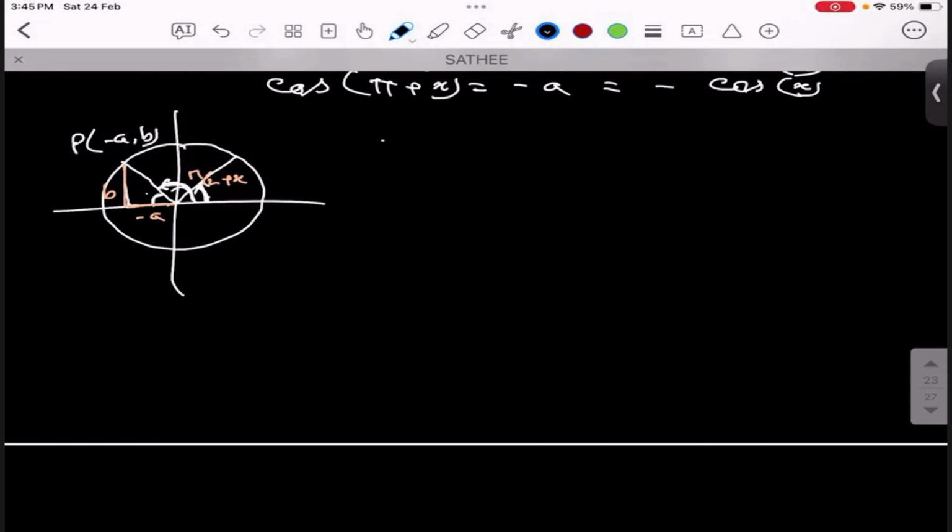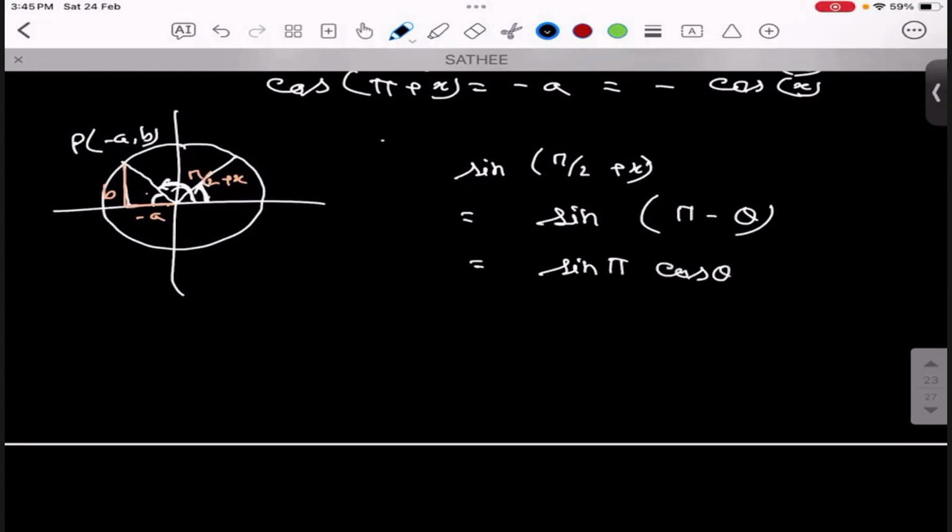And what about the angle? Sin of pi by 2 plus x. This is the distance, meaning pi minus theta, and we have to use the angle formula: sin pi cos theta plus cos pi sin theta. Clearly sin pi is 0 and cos pi is minus 1, so it is minus sin theta. Like this we can find this thing.